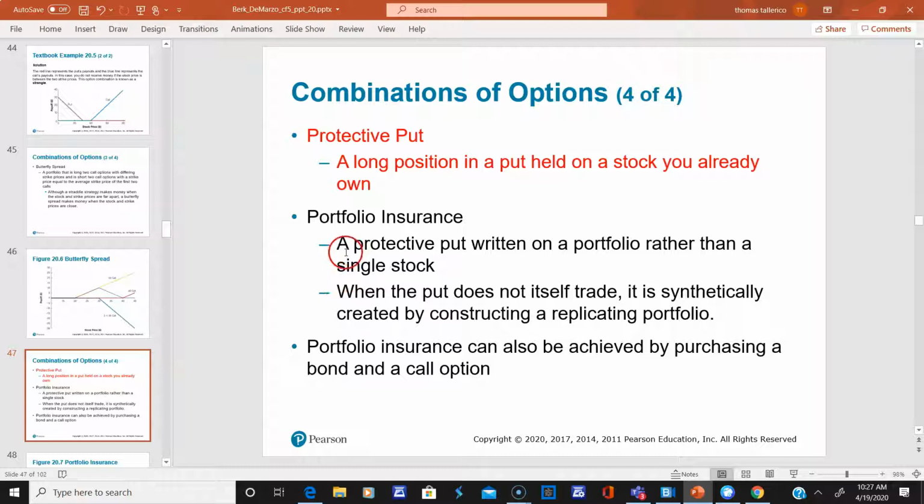All right, and portfolio insurance, again, is a protective put written on a portfolio rather than a single stock. So if the put doesn't trade, you have to create this replicating portfolio yourself. You can purchase a bond and a call option, okay? So there's a lot of positions you could create.